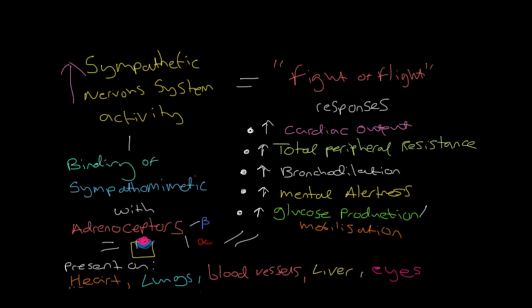So to recap, the sympathetic nervous system is involved in promoting the fight or flight response through the binding of sympathomimetics, the stress molecules, to specific receptor sites called adrenoceptors. These are present on a variety of different body tissues such as the heart, lungs and blood vessels. There are two main types of adrenoceptor, alpha and beta adrenoceptors, and these can be further subdivided based on their physiological effects and the tissues in which they sit.